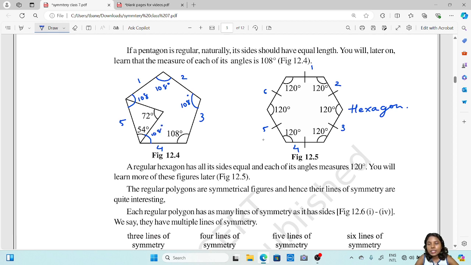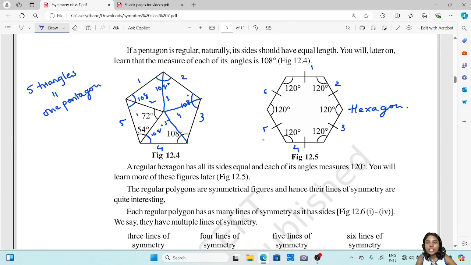Now see, this can form triangles within itself. So if we draw like this, we can say there are 1, 2, 3, 4 and 5 triangles that make one pentagon. Now these triangles are not equilateral triangles, okay? They have two different sides, so they will be called isosceles triangles. So 5 isosceles triangles will make one pentagon.